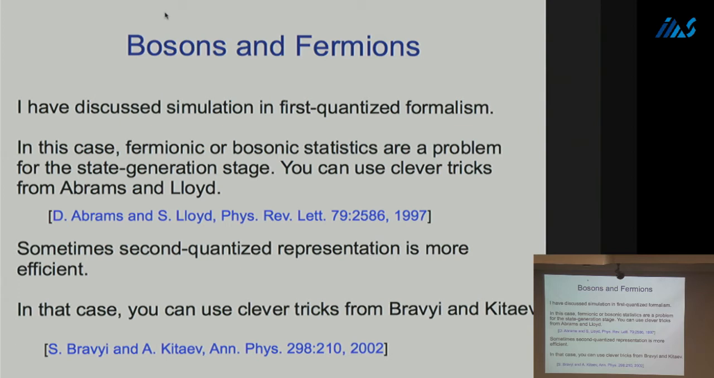Sometimes the second quantized representation is more efficient. There's a lot known about choosing good basis sets and so on to improve your simulations that is drawn from the classical quantum chemistry community. And in the second quantized representation, bosonic statistics are trivial because you just need to say, well, this mode is occupied or unoccupied, and you just write a 1 or a 0 there. The fermionic case is a little trickier, but there are, again, some clever tricks, in this case from Bravyi and Kitaev, for dealing remarkably efficiently with the fermionic statistics in a second quantized point of view.